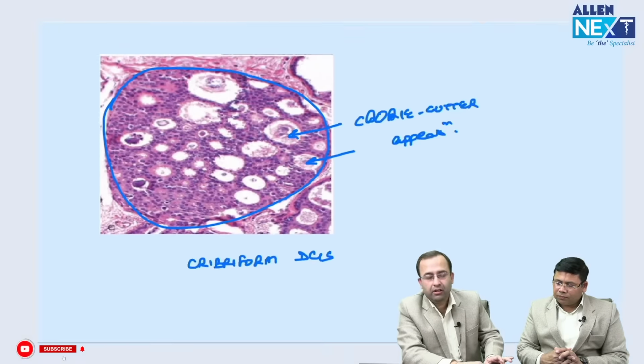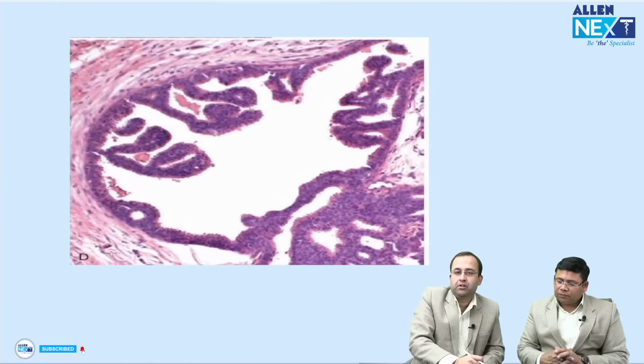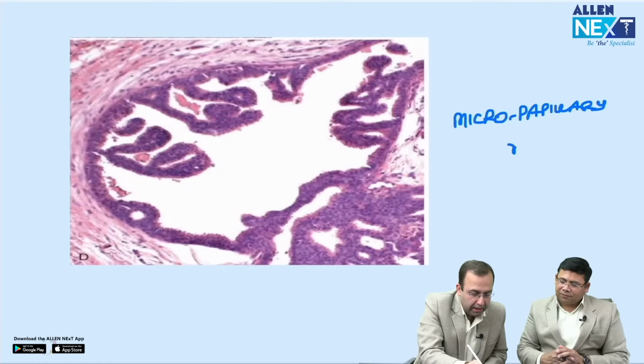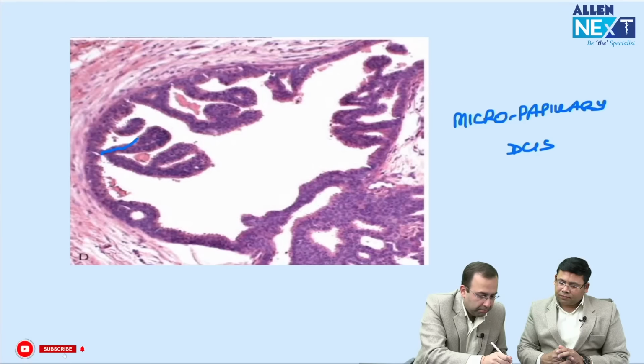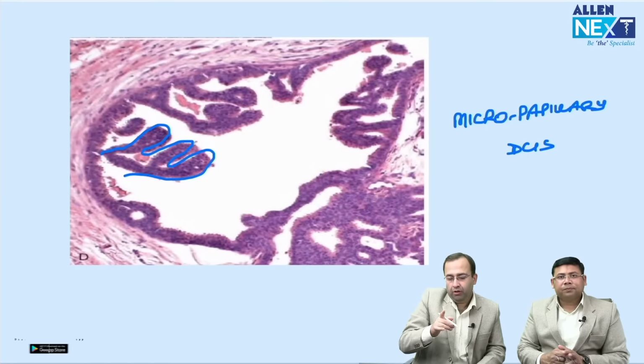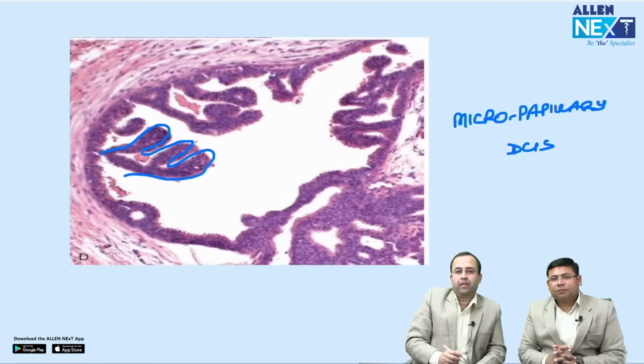And lastly is the presence of micropapillary DCIS. We see the presence of a large dilated duct along with the presence of papillae. All these are the papillae. How will we differentiate it from intraductal papilloma?